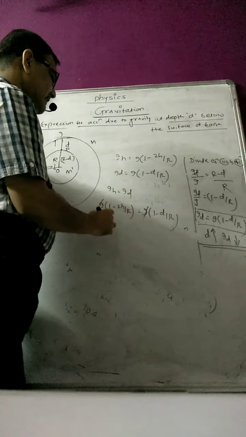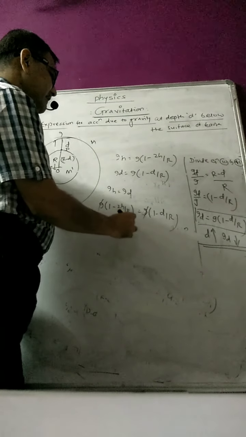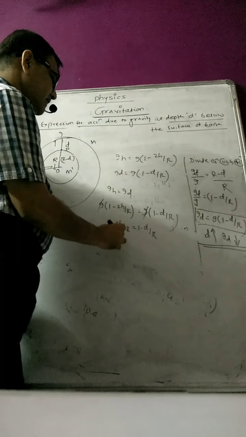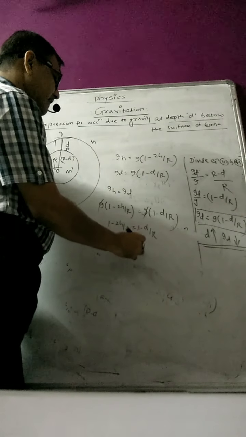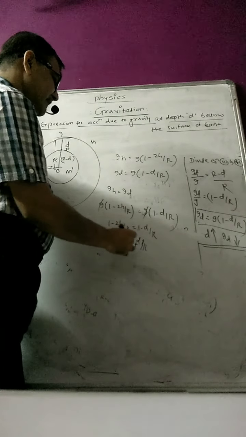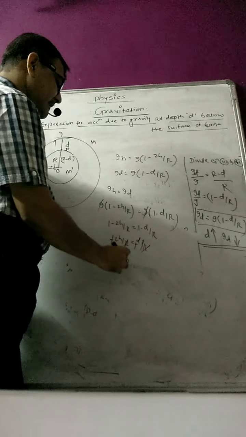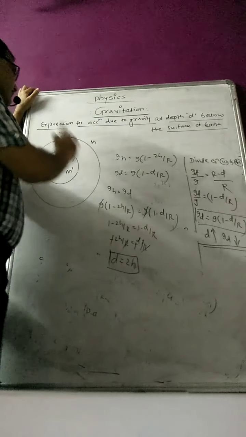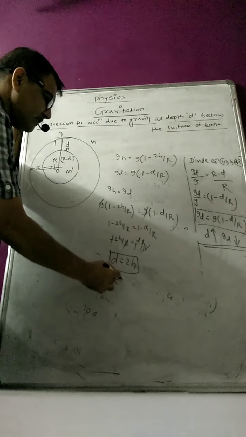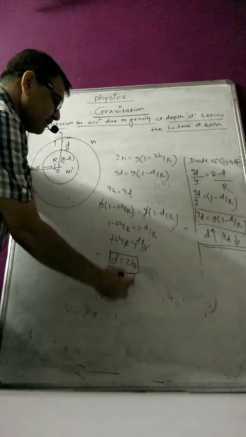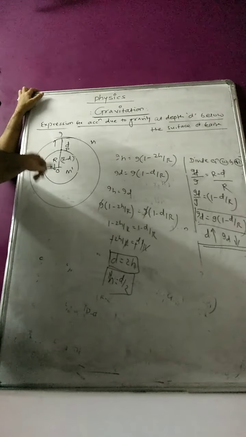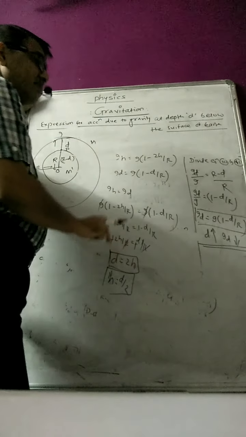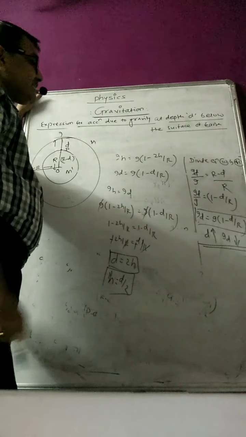G will get cancelled. So 1 minus 2h by r is equal to 1 minus d by r. So 1 will also get cancelled. Minus 2h by r is equal to minus d by r. Minus sign will get cancelled. R will get cancelled. D is equal to 2h. Okay. Means at the depth you have to go to 2 times the height, or h is equal to d by 2. Okay. जे वरती तुम्हाला d च्या हाफ जावं लागेल आणि खाली तुम्हाला 2h म्हणजे हाईटला तुम्ही जर 10 मीटर गेलात तर डेप्थला तुम्हाला 20 ला गेलात तर तुमची जी g कसा असेल सेम असेल.